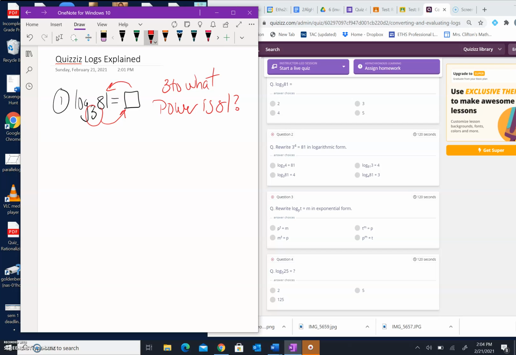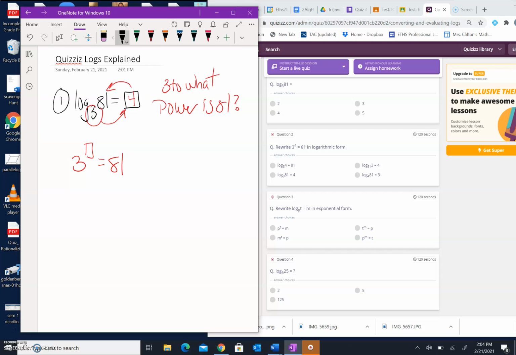When you evaluate a log or simplify it, it's always going to be equal to a specific number. It's equal to the power. So we're thinking, 3 to what power is 81? 3 times 3 is 9, times 3 is 27, times 3 is 81. So that's going to be 3 to the 4th power, and your answer is just that 4. The other options were squared, cubed, or to the 5th power.